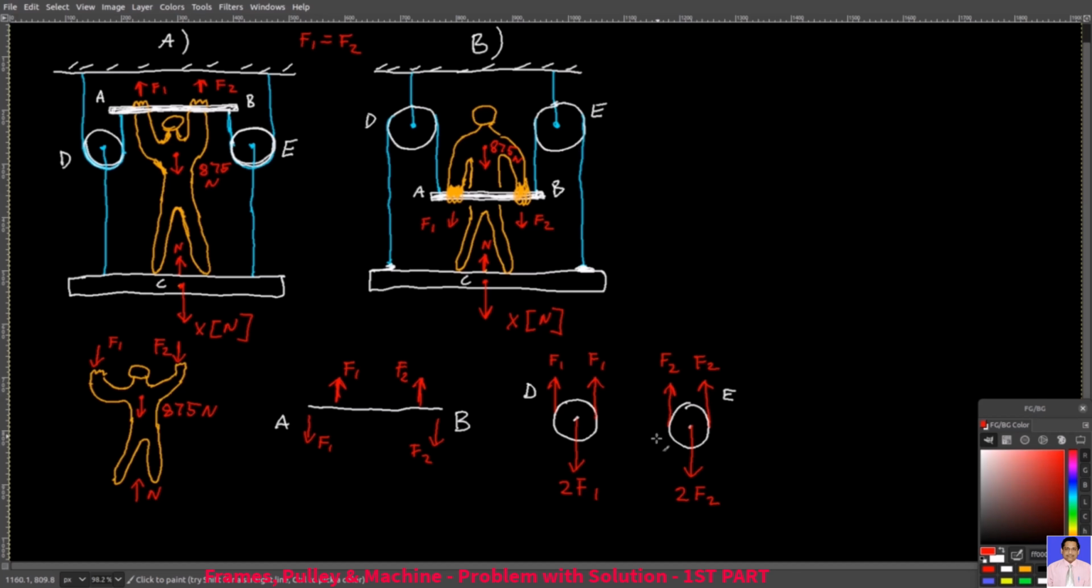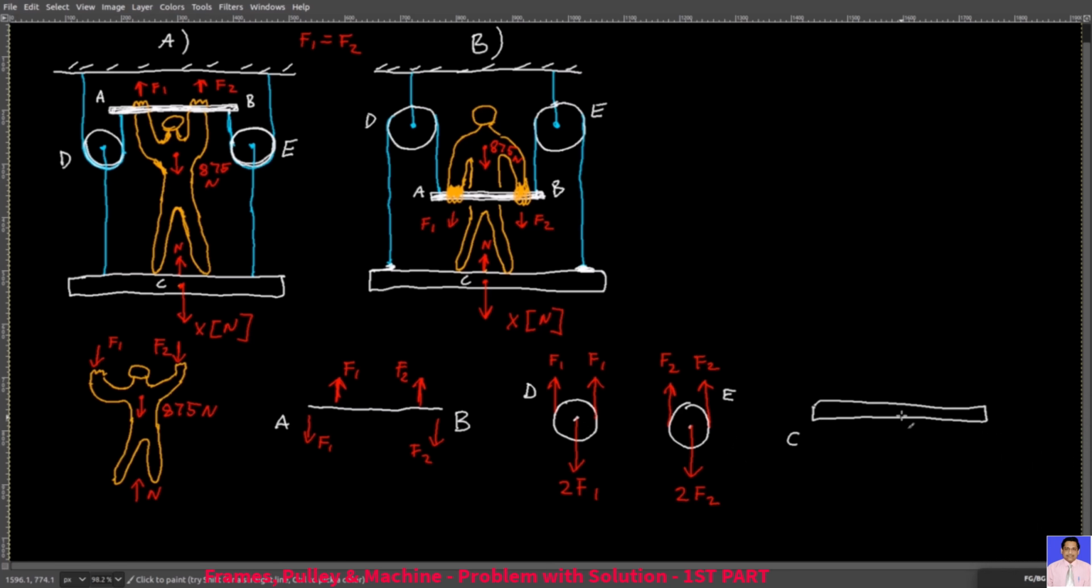equilibrium, you have 2 times F1 and 2 times F2 pointing down for pulleys D and E respectively. Finally, let's draw a free body diagram of the platform C. It has its own weight, X newtons. Also, since it applied a normal force to the guy upwards, due to Newton's third law, the guy applies the same force to the platform but downwards.